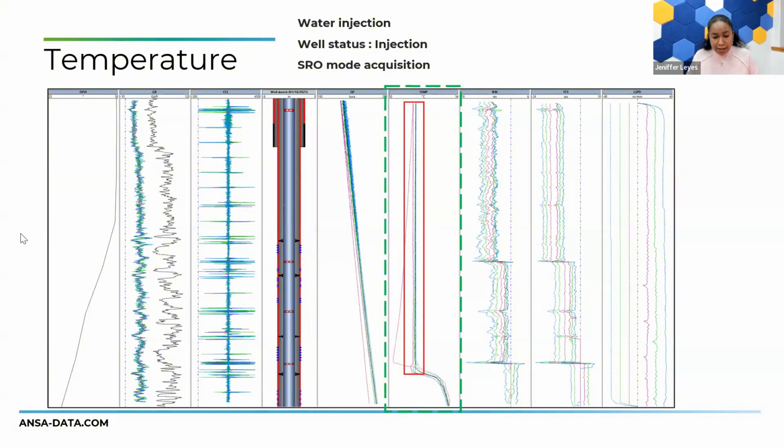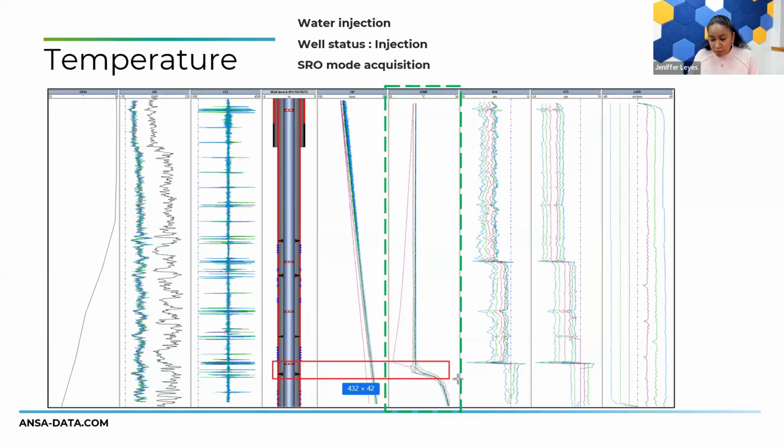If we look at our well schematic, we can see that our bottom SSD with the bottom packer is around this depth, and that would be the deepest point where we can possibly have injection. And we can see as well with the temperature that around this depth, the temperature is converging to a higher value. This is the temperature of the formation.